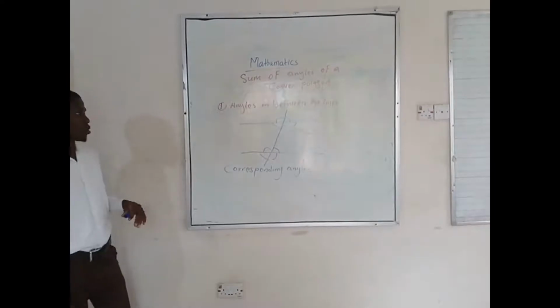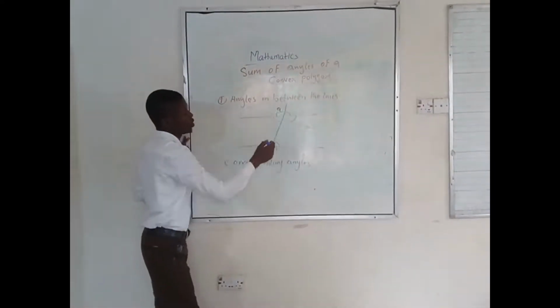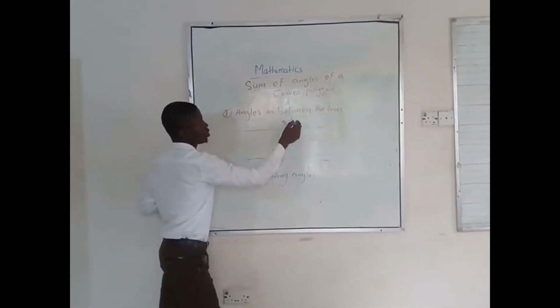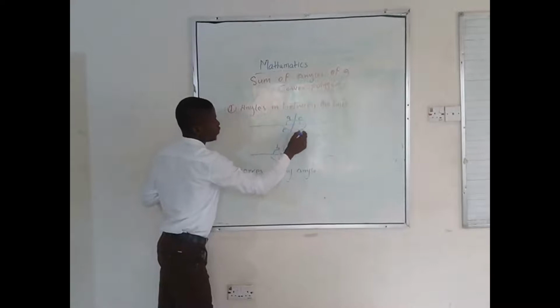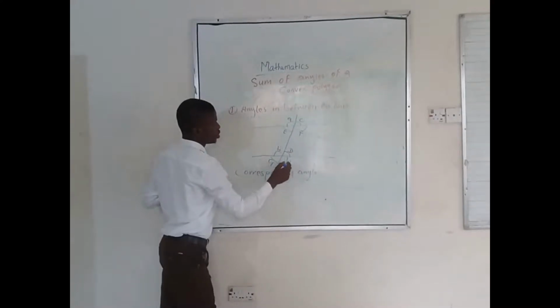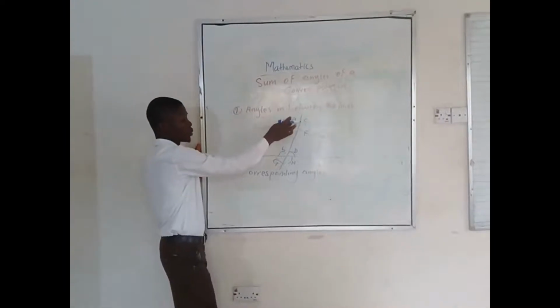Corresponding angles. With this, we have this angle. Let me call here A, I call here B, C, D, E, F, G, and H. We can prove that A corresponds to B.